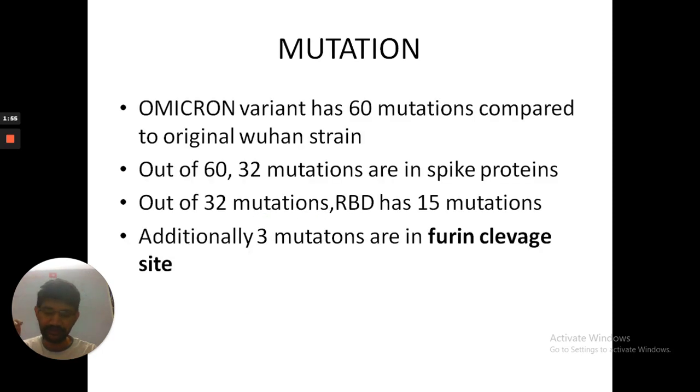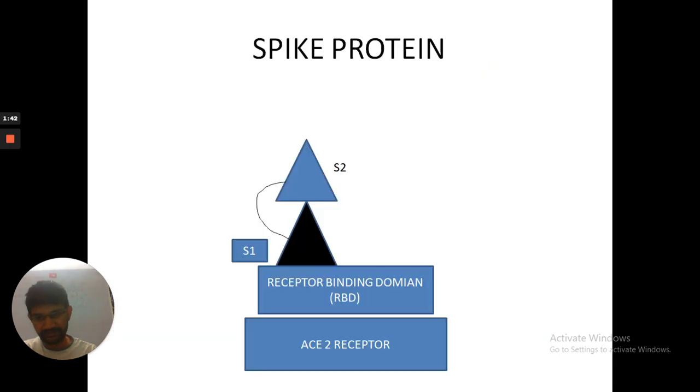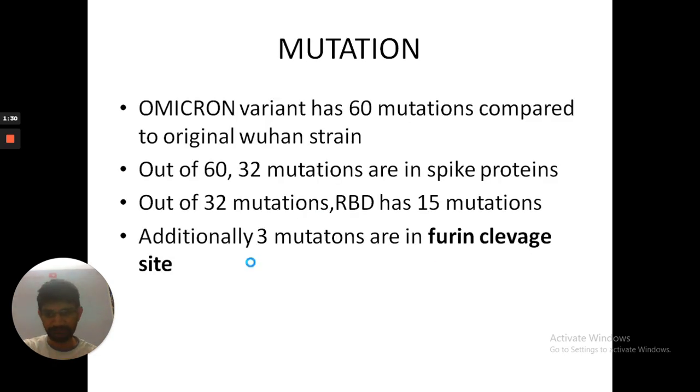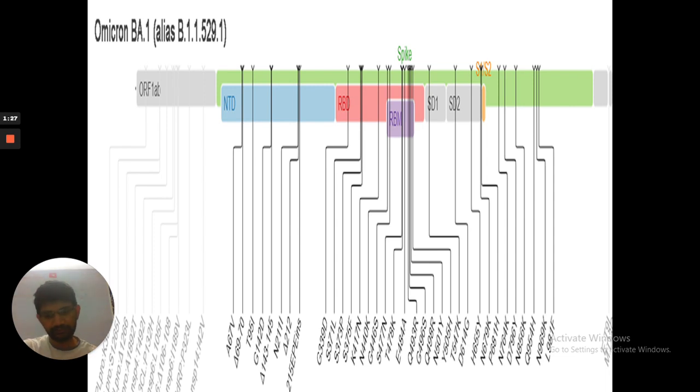Why is it important? Coming to the mutation, Omicron has more than 60 mutations compared to the original Wuhan strain, and out of 60, more than 32 are present in spike protein, that is more than 50%. And out of 32, the RBD, that is the receptor binding domain, has 15 mutations. This has 15 mutations, and an additional 3 are present in this furin cleavage site, so that it gets cleaved early and the infectivity rate increases. Okay, this is the total number of mutations which are seen in the Omicron variant.